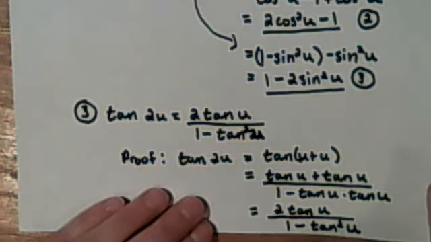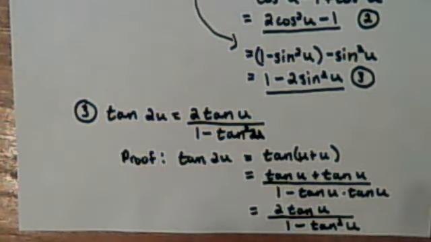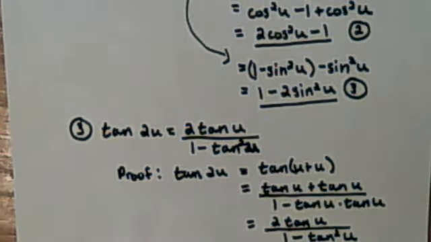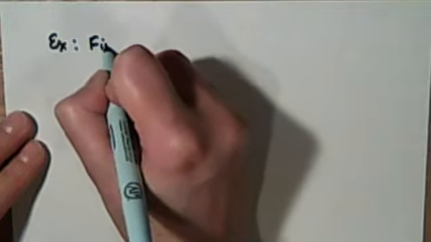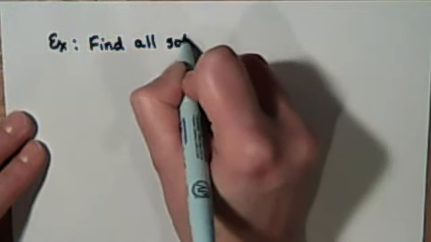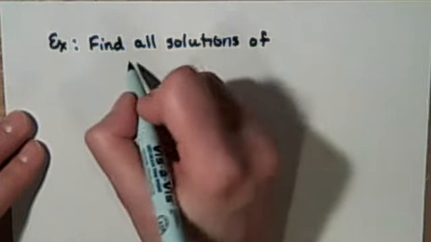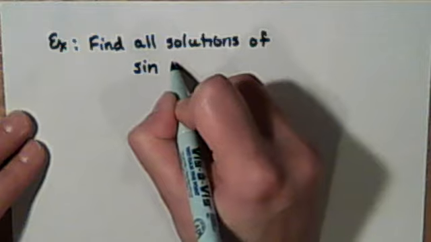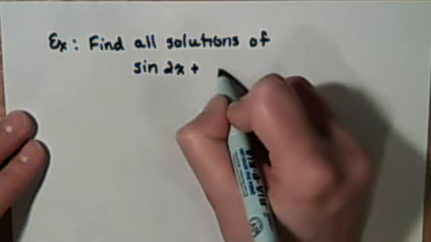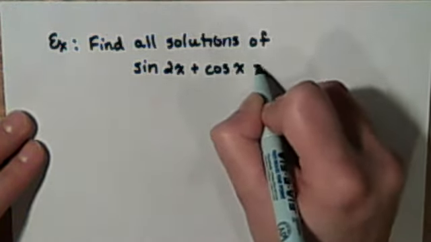So let's take a look at how these can be used, or how you might be asked to use them. Now the first way that we might take a look at it is in an equation where we're asked to solve an equation. So for example, let's say that I want to find all the solutions of the following. Sine of 2x plus cosine of x is equal to 0.